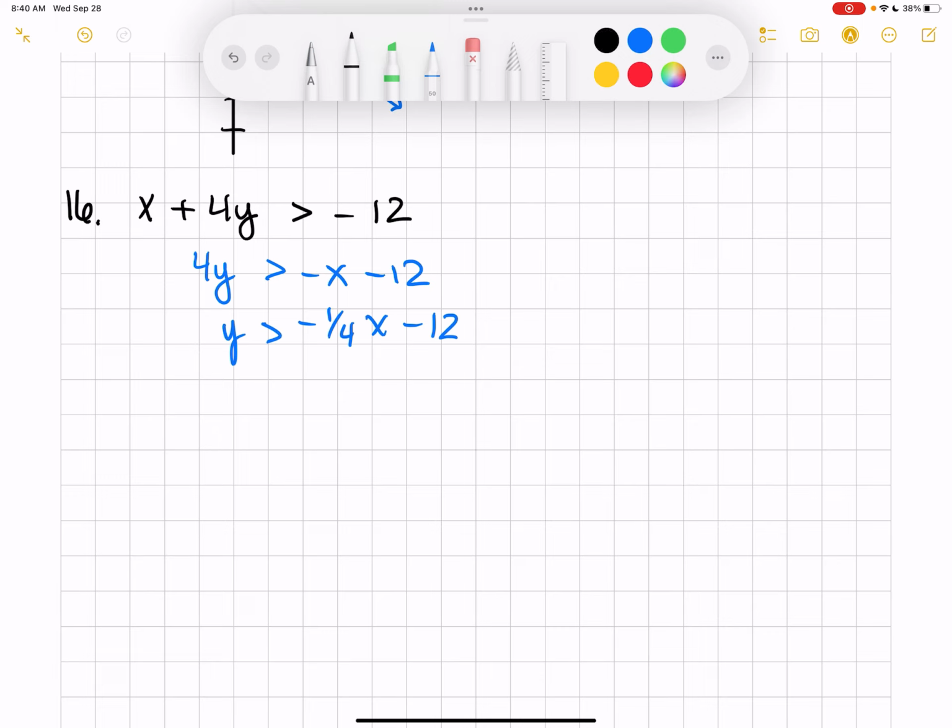Oh wait, that's not negative 12. Sorry guys, that's 3. Just copying things down here. All right, so I'm going to set up my graph.